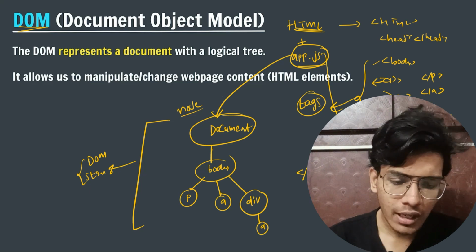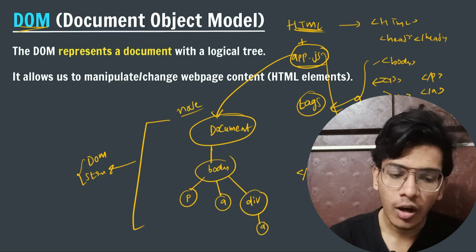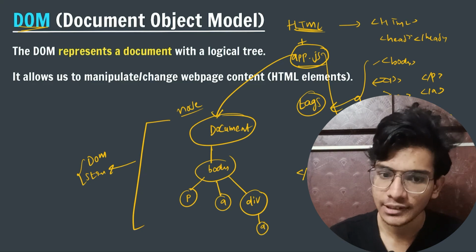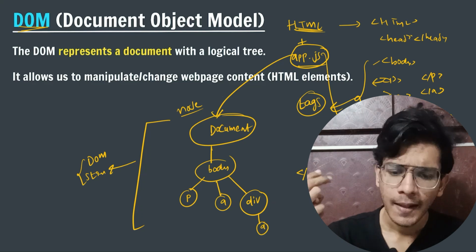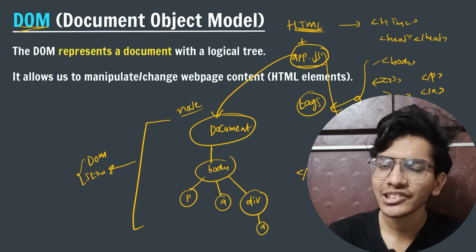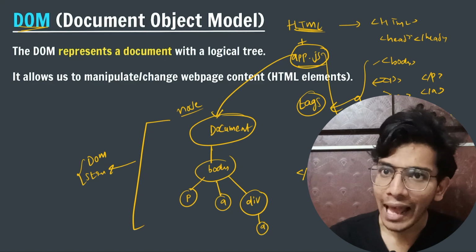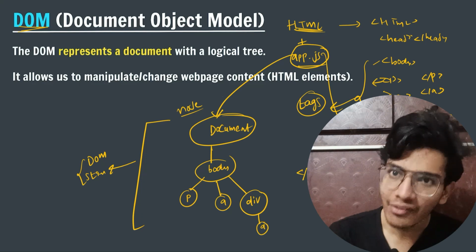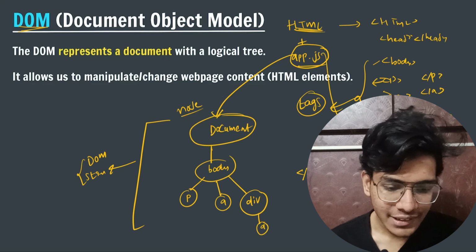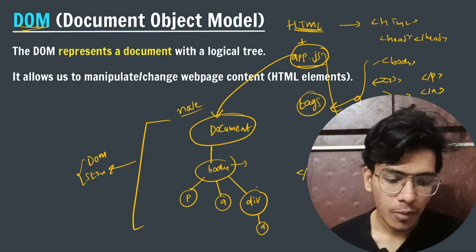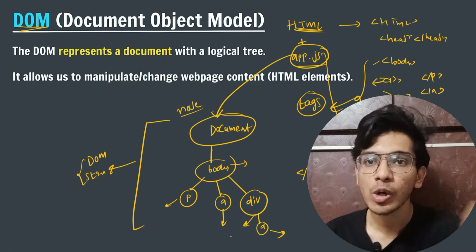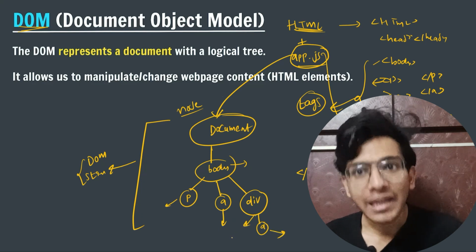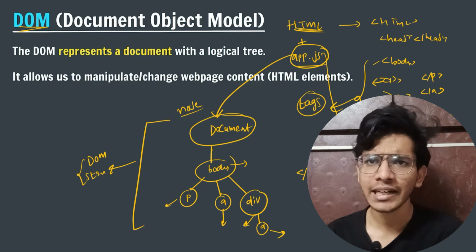In JavaScript we call these tags objects. In HTML we call p, div, all these words as tags, but in JavaScript we call body an object, p is an object, a is an object, div is an object, a is an object. So each node will behave as an object. Now we have studied object literals.